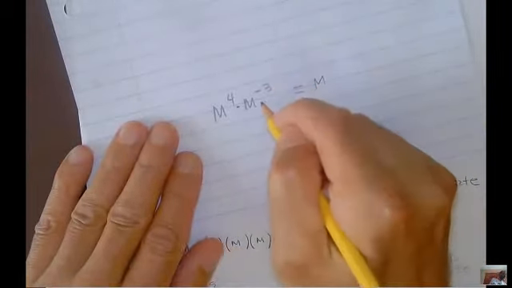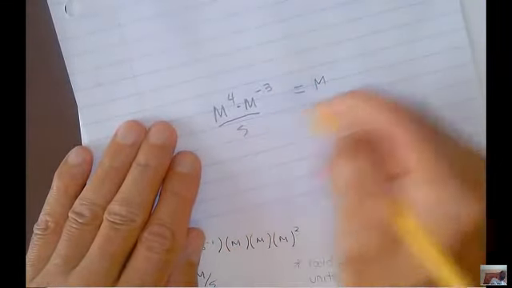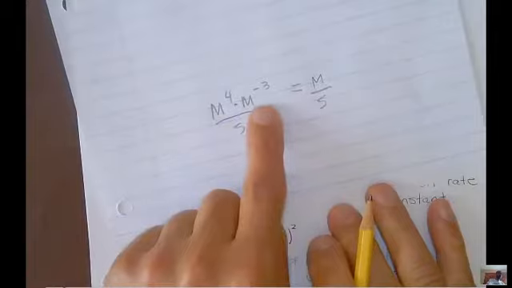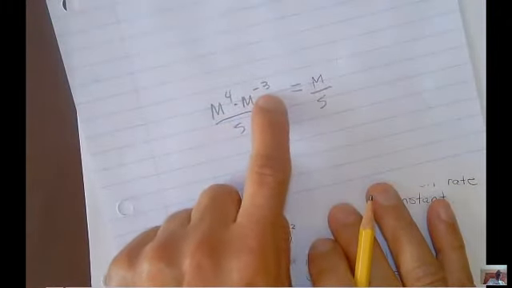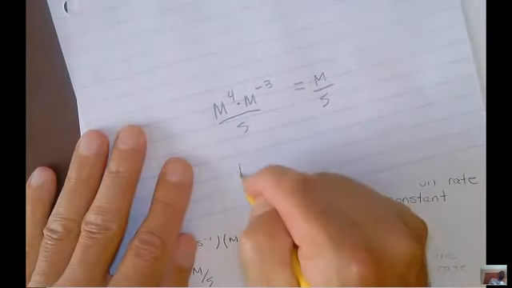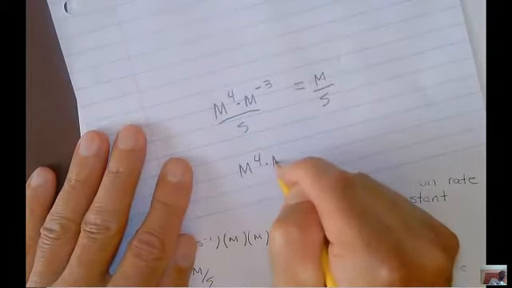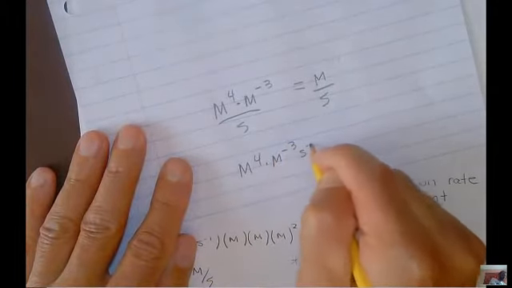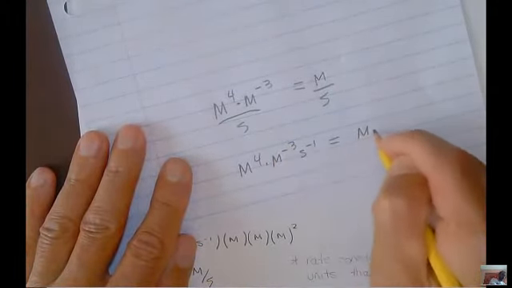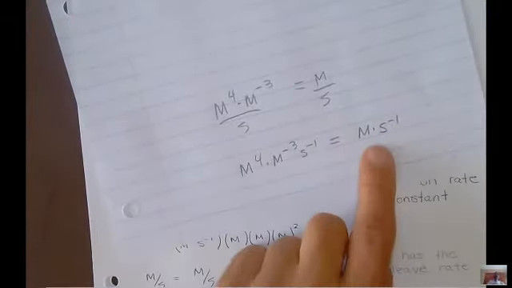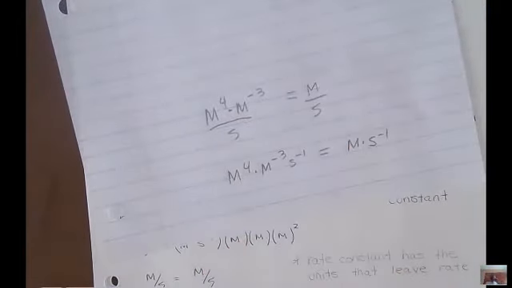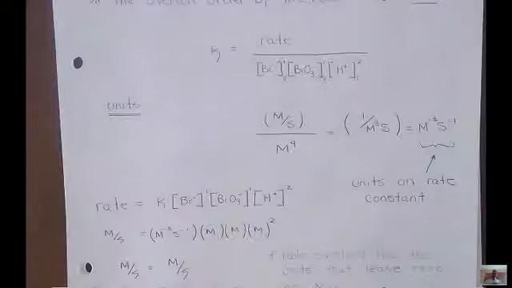And it also had seconds here. Or if you wanted to write it with the seconds to the minus 1 here, you'd get seconds to the minus 1. So that way, that's the same thing. This and this are the same thing. Good?